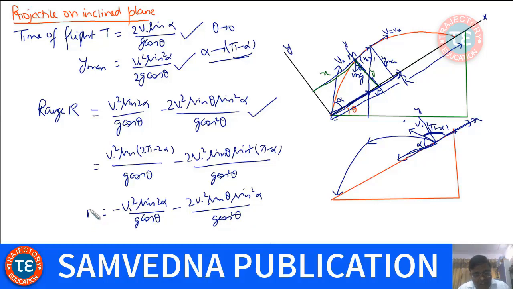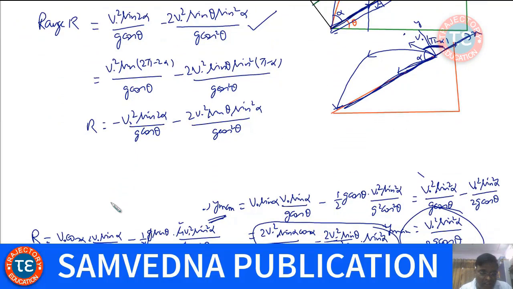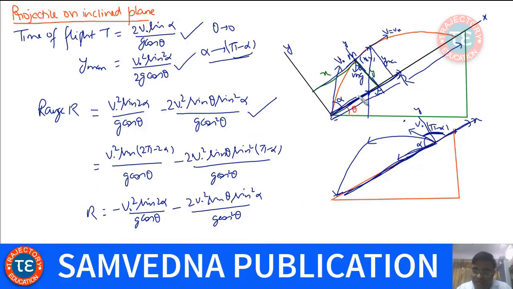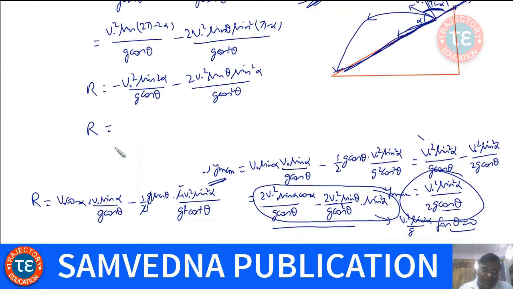Do you understand why we are getting negative? Because now the range is this, which is in the negative x direction, right? So we can make it positive and get the magnitude of range. You understand why it is negative? See, when range was this, you got positive. When range is this, you got negative, because it is on the negative x-axis. So you can just make it positive and get the magnitude of range.